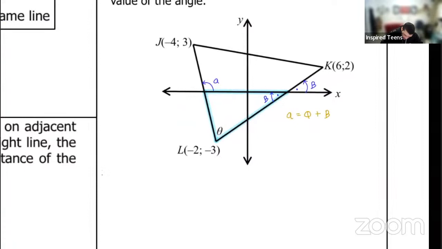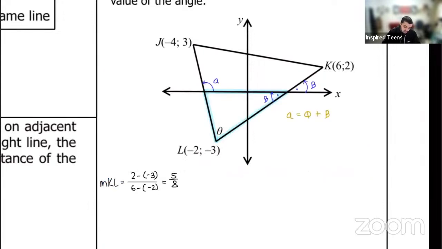So the first step is I'm going to get the gradient of KL. This is going to be equal to y2 minus y1. So I'm working with K and L. So my y2 is going to be, I'm going to do 2 minus 3, and I'm going to do 6 minus 2 for the x. And I get an answer of 5/8. What a not nice number. I get an answer of 5/8.